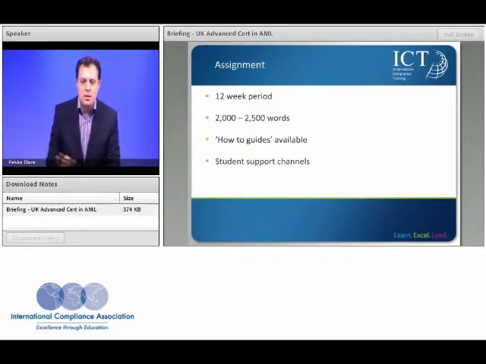The assignment is, you'll have a 12-month period, and the assignment is between 2,000 and 2,500 words. There is a huge amount of support available in helping you draft, research, and reference your assignment. We're conscious that many people may not have studied at this level for a long period, and we give you a range of tools to support you in this regard. This includes the provision of a mentor, if you wish, to help support you in your studies, to enable you to have someone to act as a sounding board, a person who may be an experienced industry practitioner.